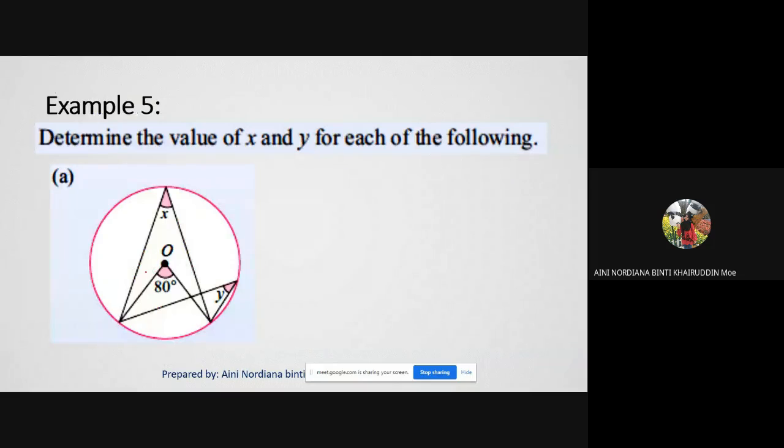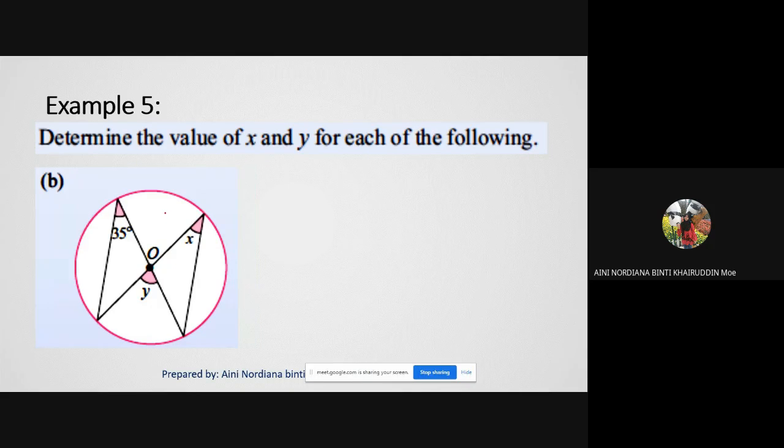Okay, have a look at this example. Determine the value of X and Y for each of the following. So the value of X equals to, since this is angle at the circumference, so 80 divided by 2 equals to 40. So Y also 40 because it came from the same arc and angle at circumference. So Y has the same value as X.